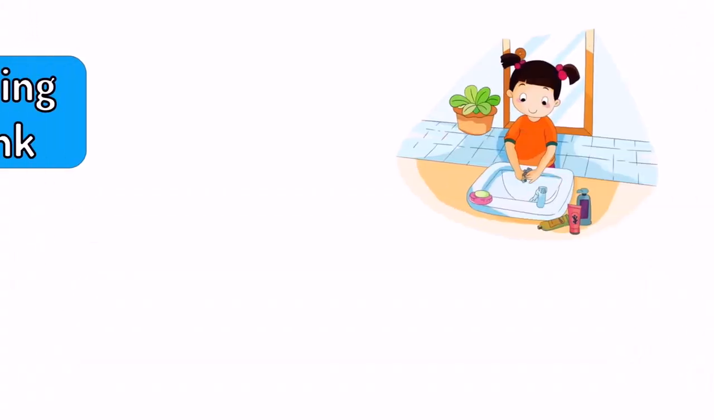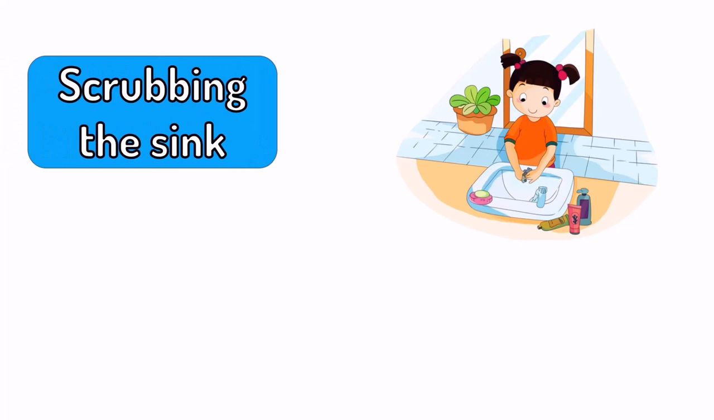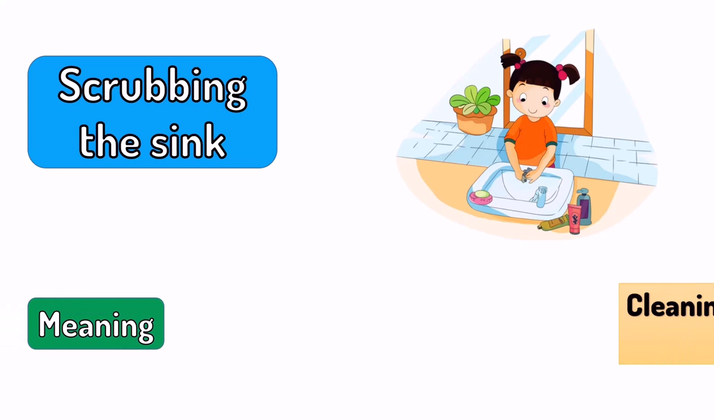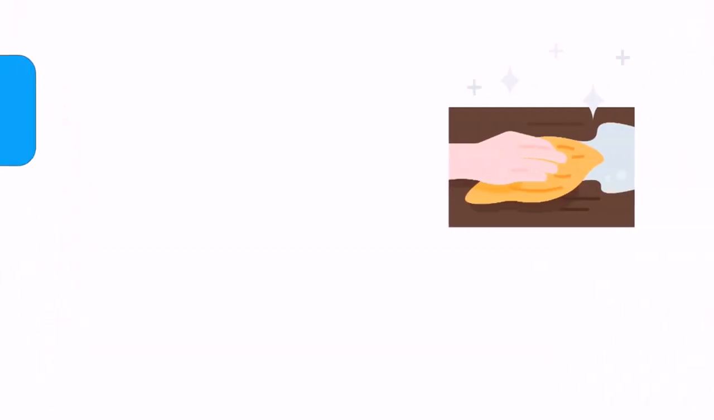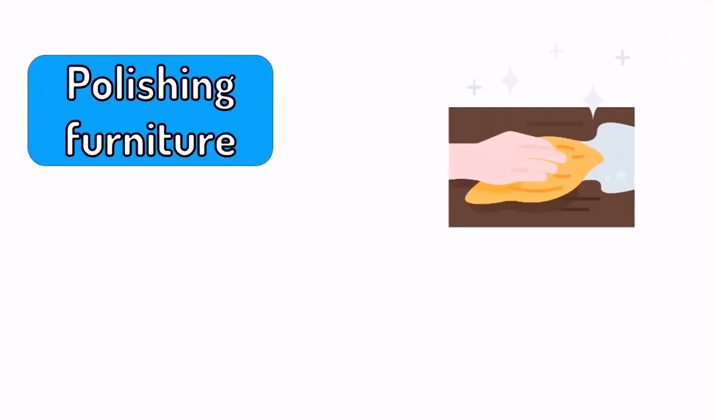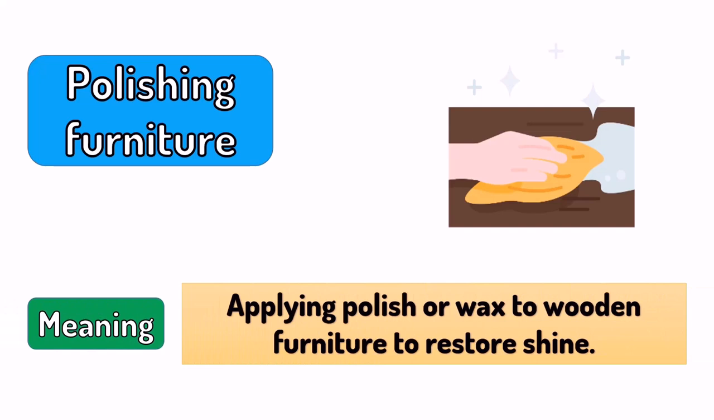Scrubbing the sink. Scrubbing the sink means cleaning and disinfecting the kitchen or bathroom sink. Polishing furniture. Polishing furniture means applying polish or wax to wooden furniture to restore shine.